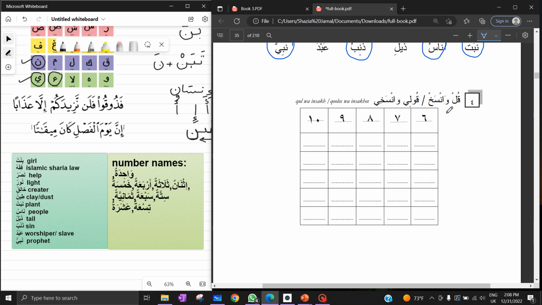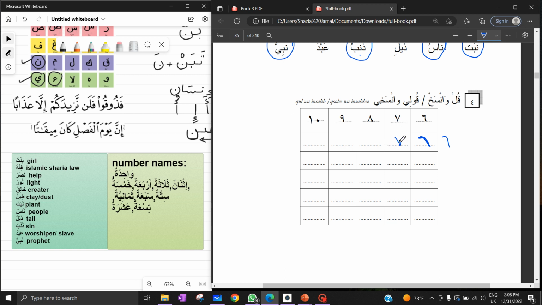Qul wa insakh means say and write. While you're writing, you have to say and write. So let's see. I have already given the spellings of these number letters. You can copy from here. And let's see how we write Arabic number 6. You can write like this or like this. It looks like a 7, but or you can write like this. And this is like a V, but it's not a V actually.